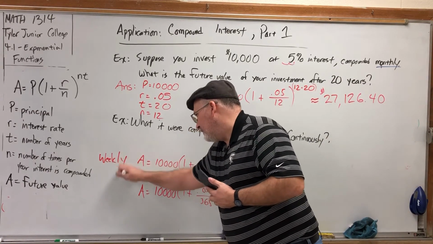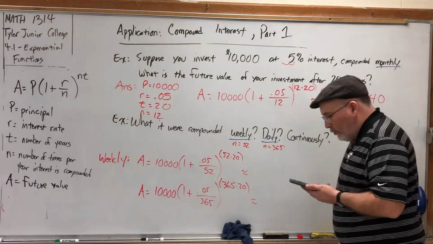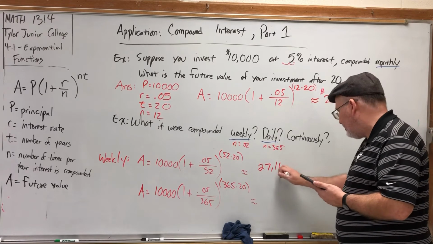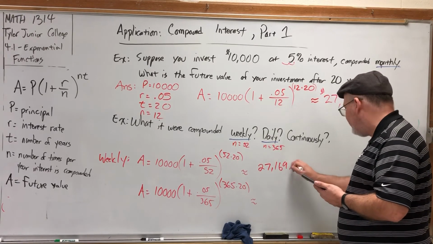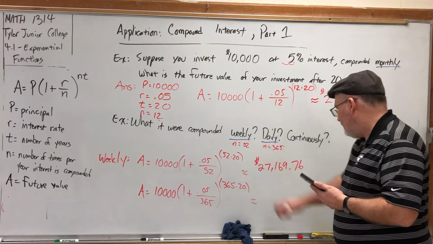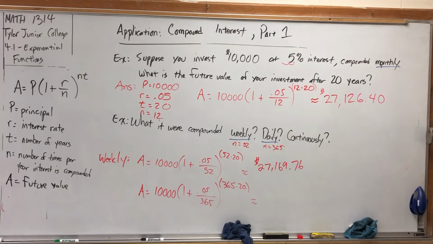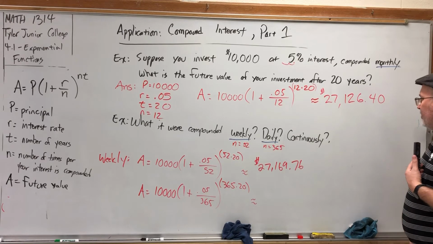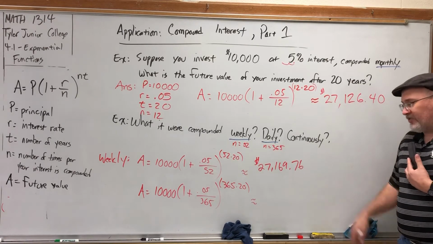For weekly, and I forgot to write weekly over here. I know it's weekly because our N was 52. For weekly, the future value is $27,169.76. So is it more? Yeah. Is it a lot more? No. But at the end of 20 years, if I offered you one of these two checks, I think I know which one I'd take.